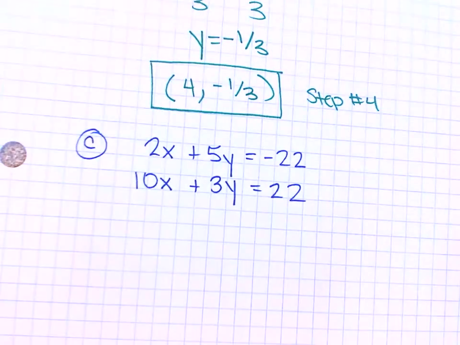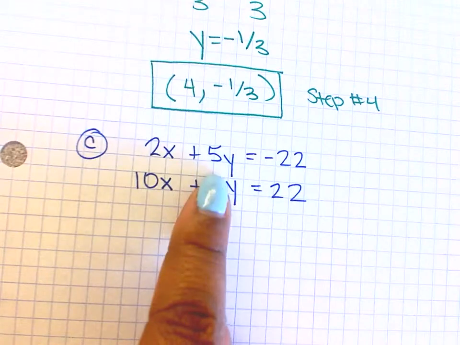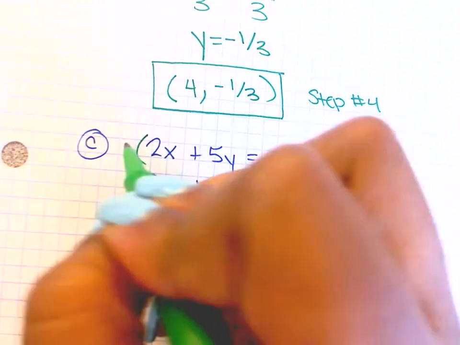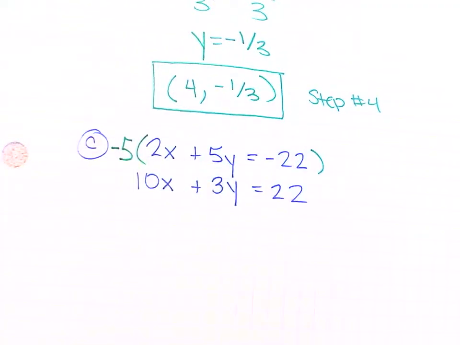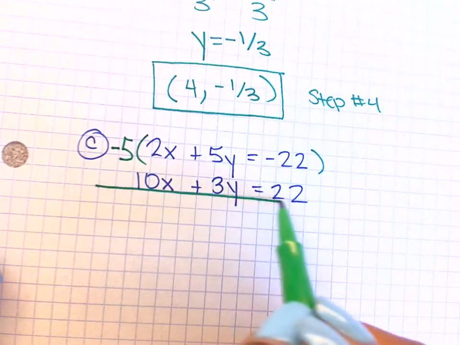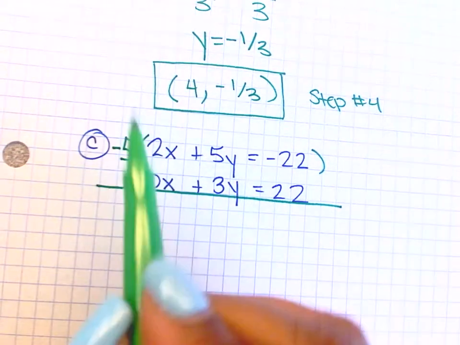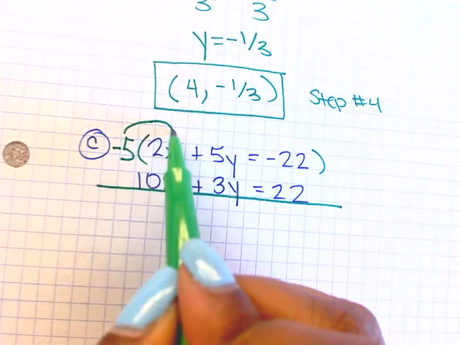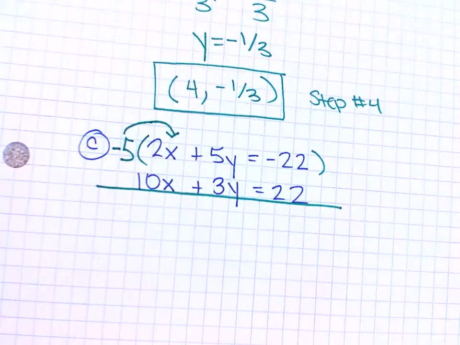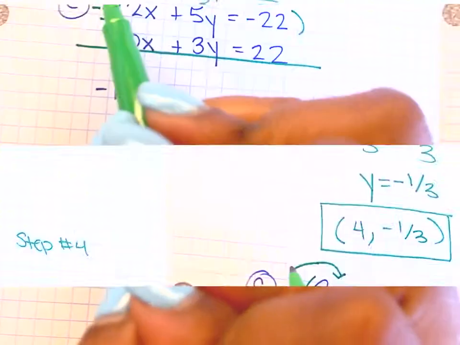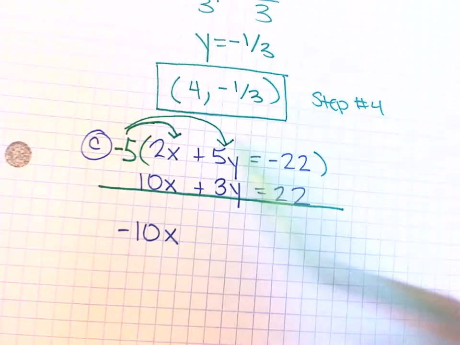So looking at this one that we're doing right now, we want to multiply by negative 5 so that this would work out. So I'm going to multiply my first equation by negative 5. If I'm distributing, what's negative 5 times a positive 2x? Negative 10x. Good. What's negative 5 times positive 5y?